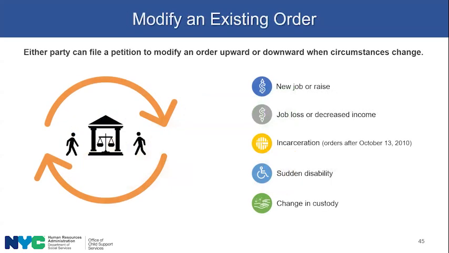Now, either party can file a petition in court to modify an order upward or downward. Circumstances for modification can include a new, higher paying job or a raise at an existing position, a job loss or a decrease in income. There's incarceration, right, applying to orders after October 13th, 2010. Also, sudden disability, be that a temporary or permanent disability. And finally, a change in custody. Next slide.